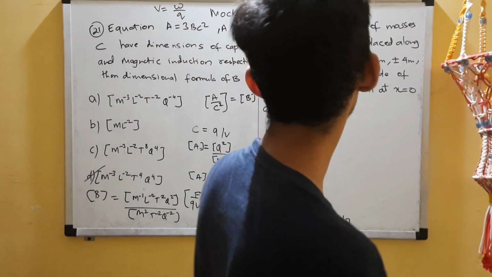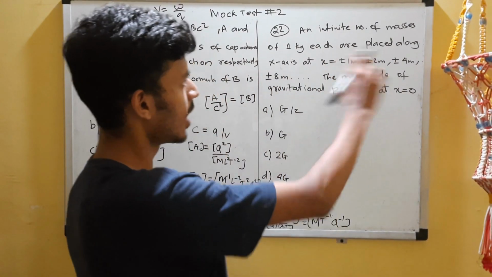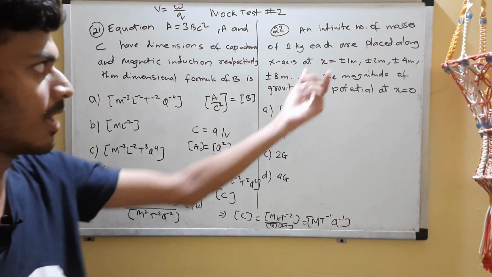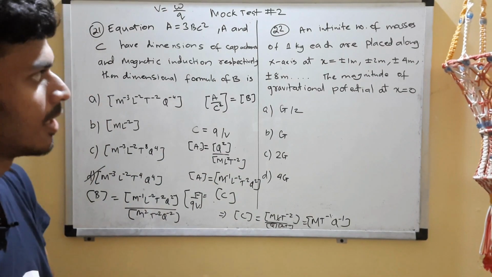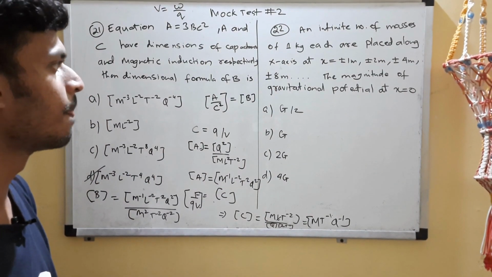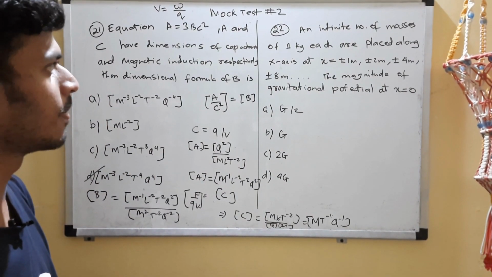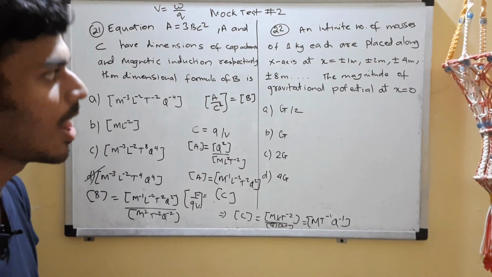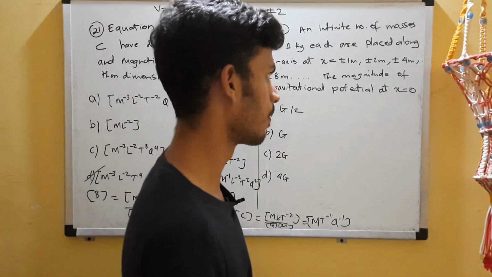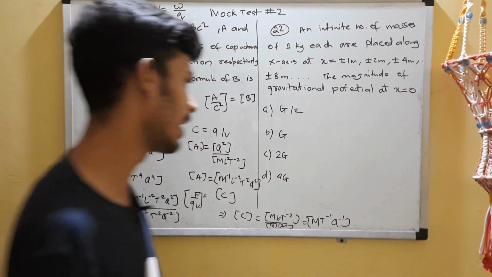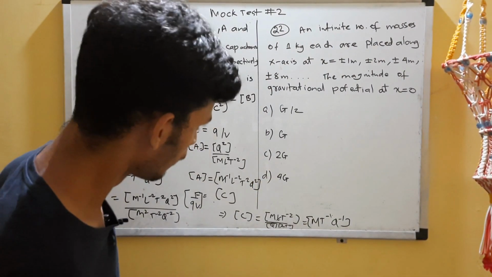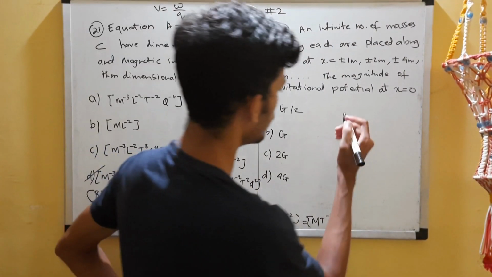Let's come to this one. An infinite number of masses of 1 kg each are placed along the x-axis, at these distances, at plus and minus both of them. You are supposed to tell the magnitude of the gravitational potential at x is equal to 0. This is symmetric. Let me make it easy for you. It's quite simple actually.